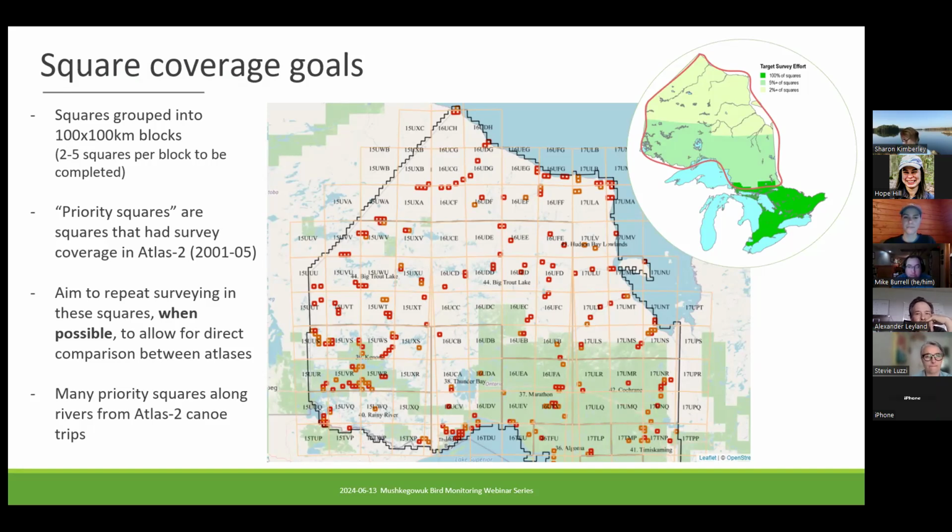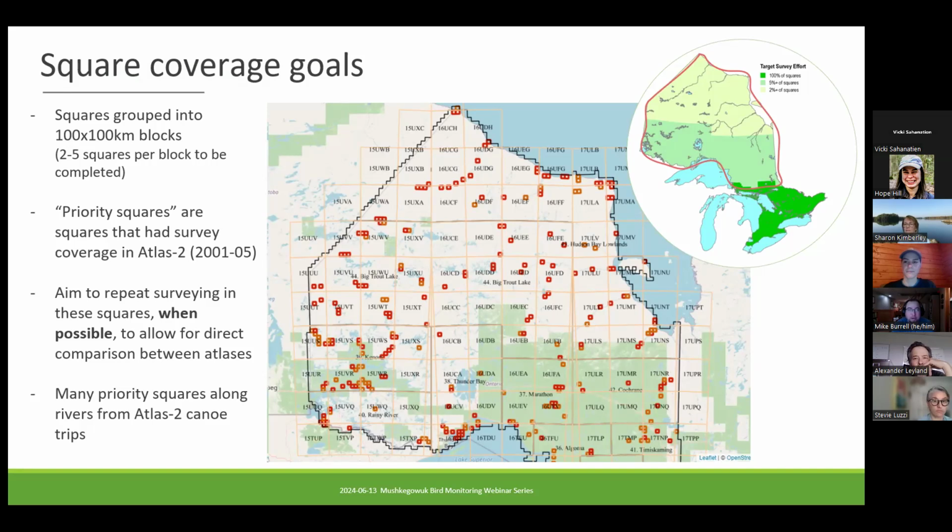You'll probably be able to recognize a lot of river routes, especially in the northern part of the province, based on where those priority squares are, because a lot of the coverage that happened in the most remote part of Ontario happened by canoe trip volunteers going down rivers on canoe trips in Atlas 2.